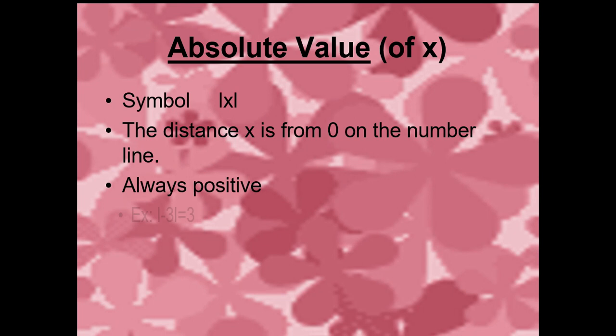Always positive. That's it. Example, what is absolute value of -3? What is the distance from 0 to the point -3? If I'm standing on the point 0, and I want to go to the point -3, how many steps am I gonna move? You will not say I will move -3 steps. No, I'm moving 3 steps. Okay, so this is the absolute value of -3, 3.